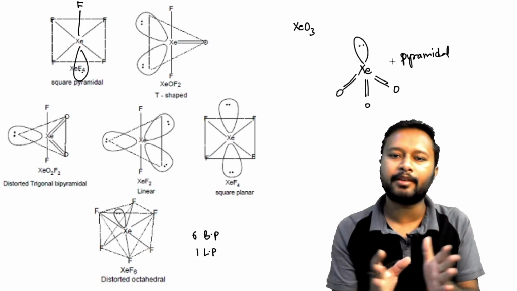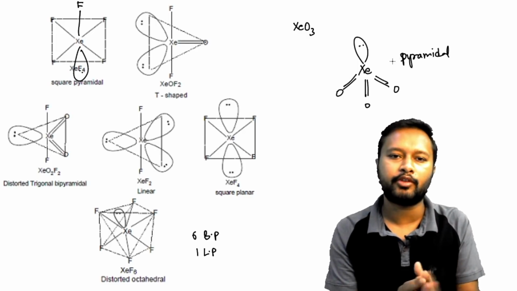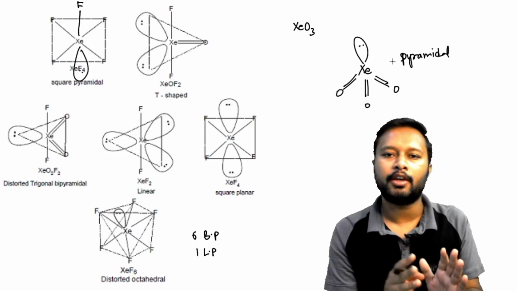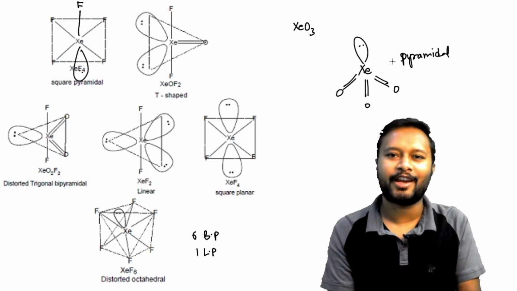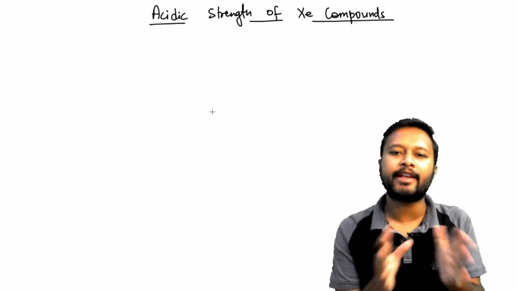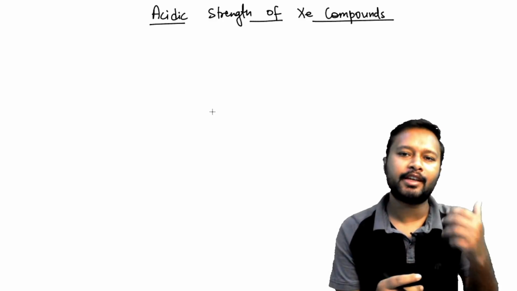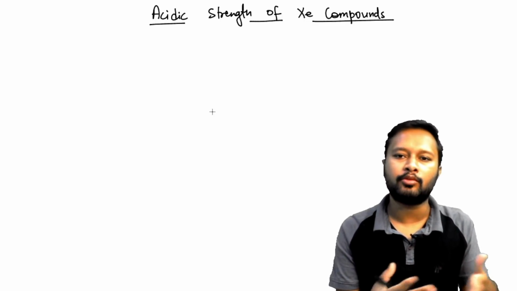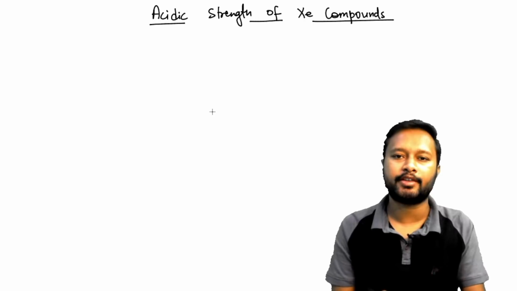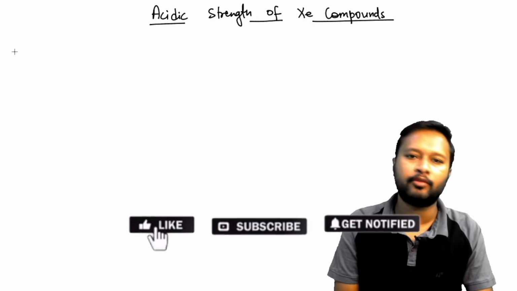So this is pretty simple, that's why I'm not going into much detail over here. The more important part of this video is to find out the acidic strength of your xenon compounds. So let's do that. Alright, so let's talk about the acidic strength of xenon compounds. There are certain rules to find that out. I'll just tell you one by one.